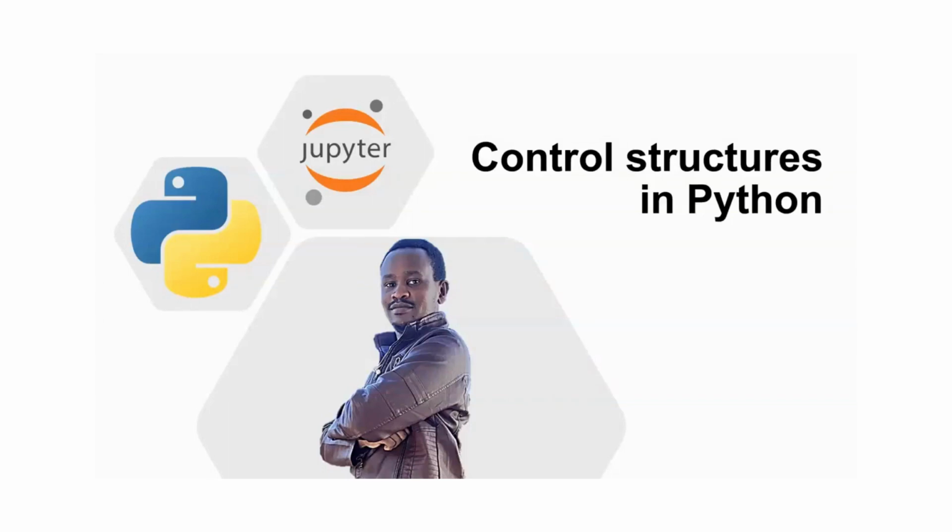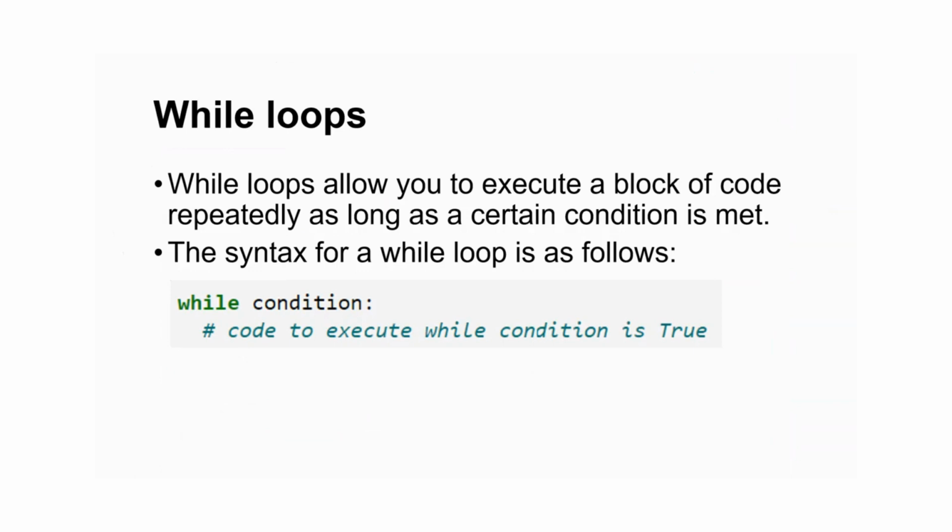Welcome to this comprehensive tutorial on control structures in Python. The last control structure we are going to look at is the while loops. While loops allow you to execute a block of code repeatedly as long as a certain condition is met.